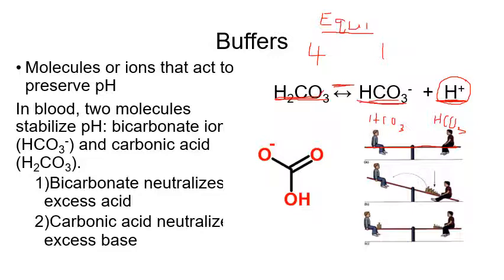If you draw the equation this way, then this would bind to the bicarbonate and become carbonic acid. If this is bound in carbonic acid, it is not a free proton anymore, and therefore that doesn't alter the pH, because remember, pH is a measure of the proton. You can look it up, Le Chatelier's principle or law of mass action.